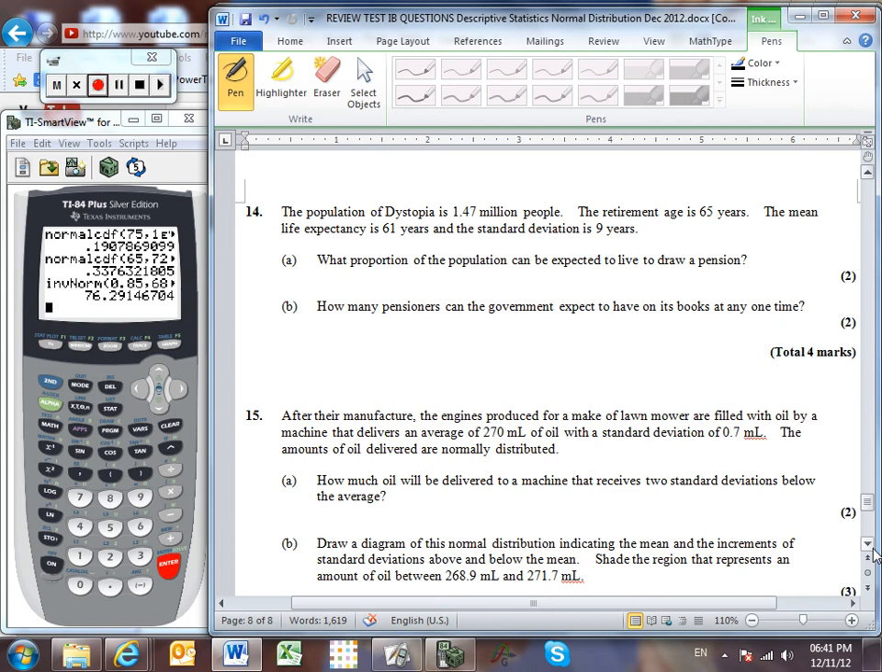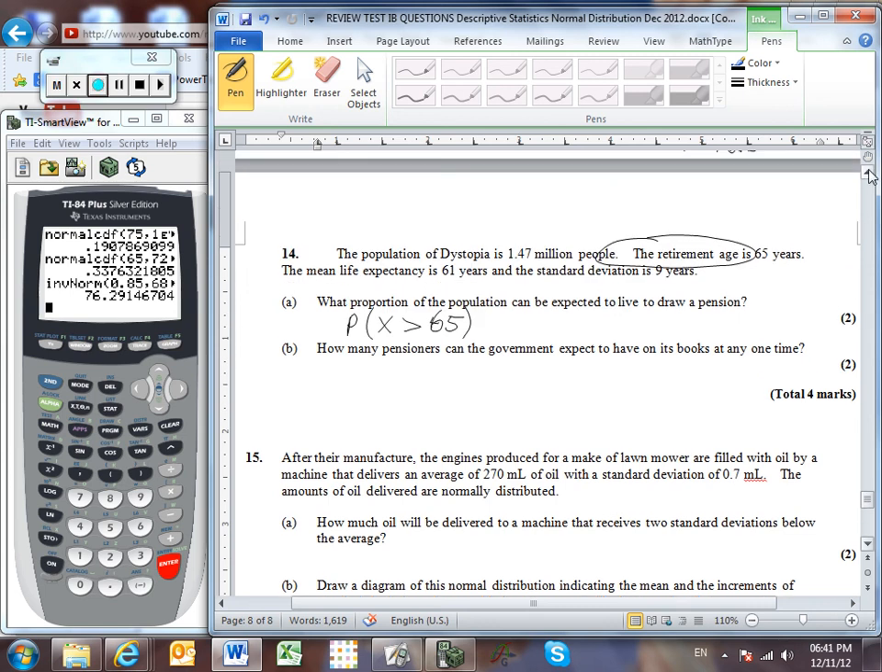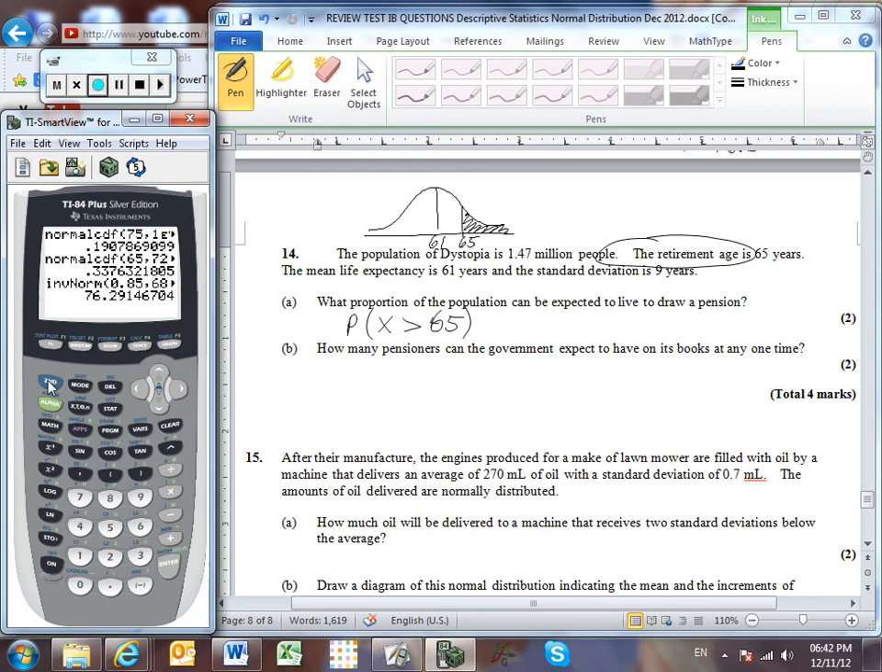Well, to draw a pension means that they successfully reach the retirement age of 65. So what we're really talking about then is what is the probability that someone will have made it to at least an age of 65. If we drew sort of a diagram of the situation, then we'd have our normal distribution curve, and we know our mean is at 61. We're trying to figure out how many of these people are 65 or bigger. And so again, because we're looking for a population, we're looking for a percentage, we need to use normal CDF.